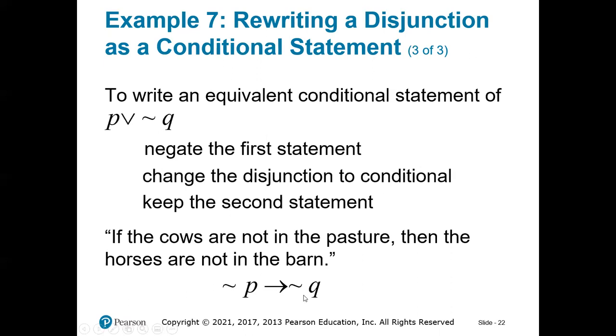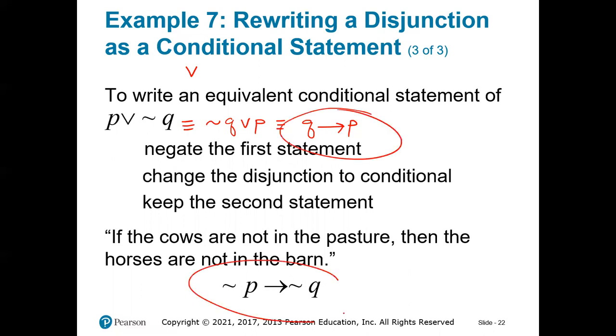There's another way to do this too. I hope this is not going to confuse you. The or statement is commutative: when you say something or something else, you can interchange those things. For example, P or Q is the same thing as Q or P. So this is equivalent to the negation of Q or P, which is equivalent to Q implies P. Therefore these two are equivalent.